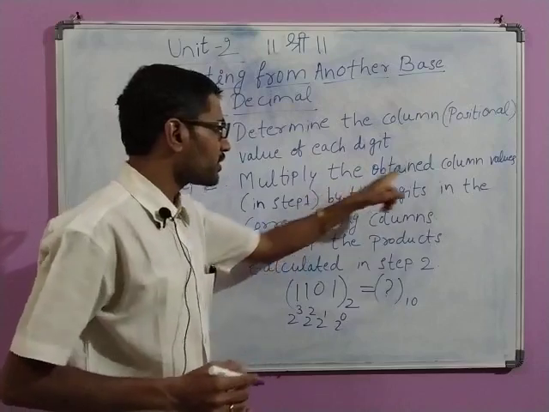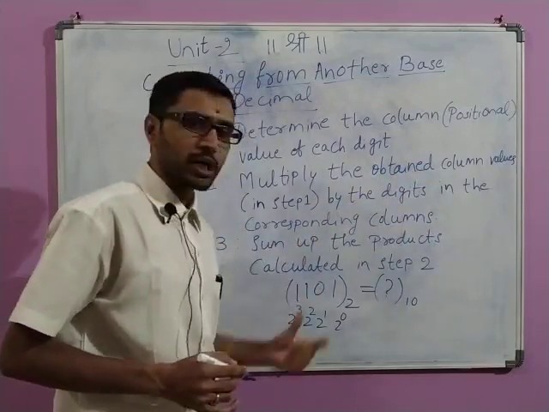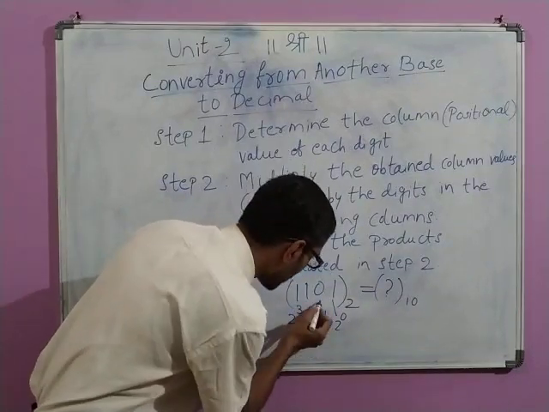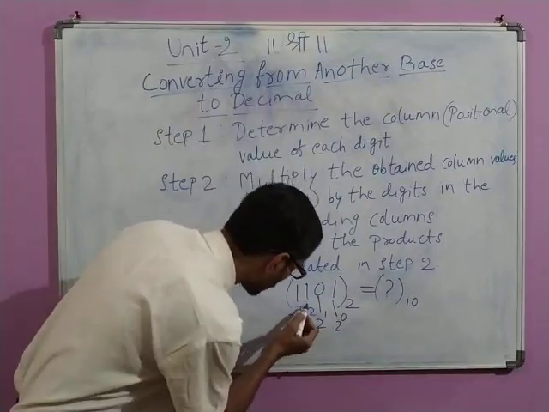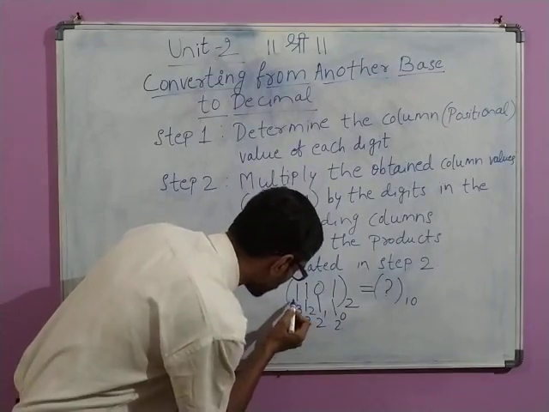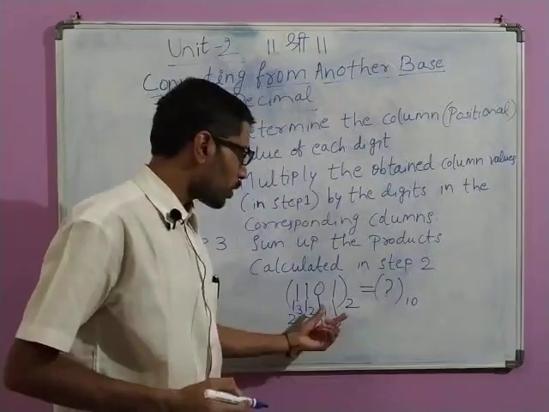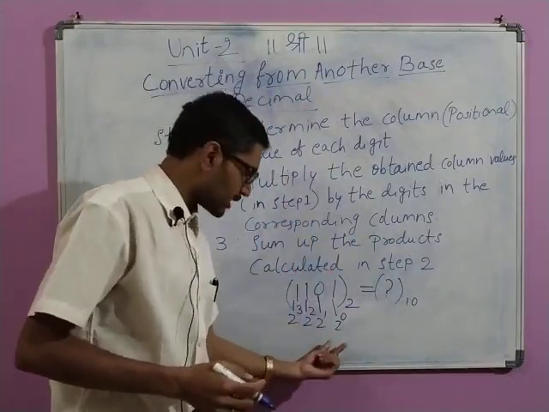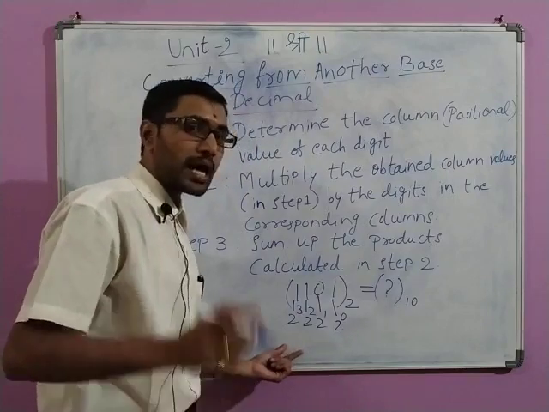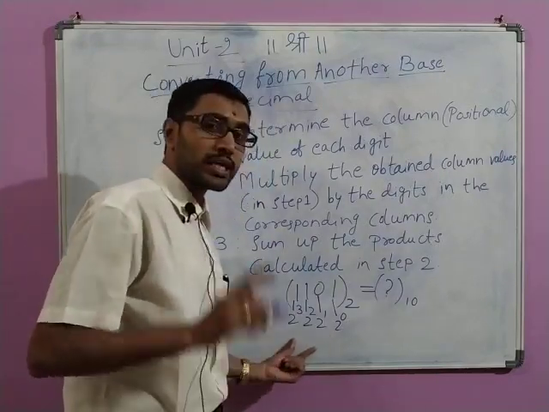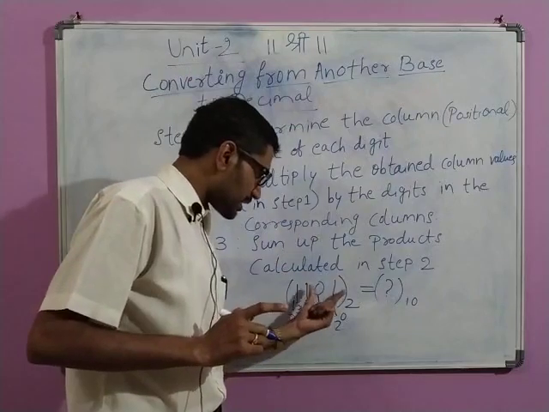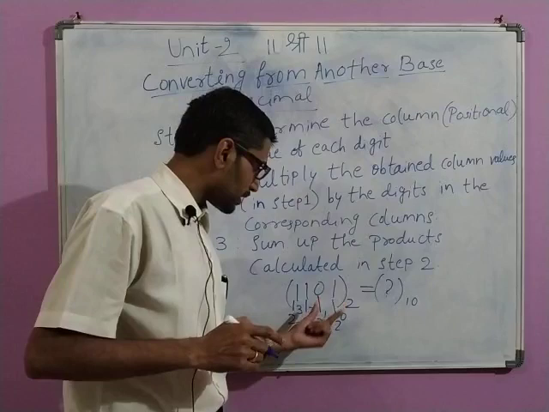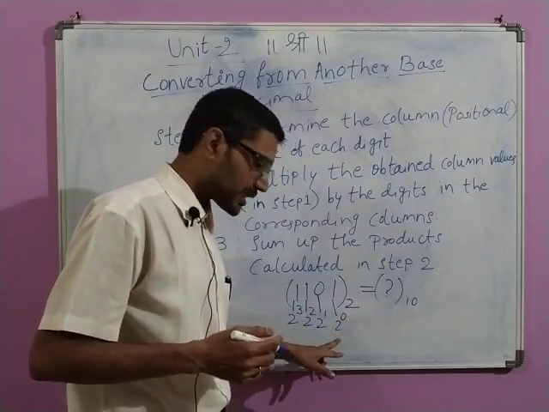This should be multiplied with the digits in the corresponding columns. So 2 raised to 0 has to be multiplied with 1, 2 raised to 1 with 0, 2 raised to 2 with 1, and 2 raised to 3 with 1. So this is what the second step says. In the first step we calculated the positional values, and remember that this depends on the base. Here the given number is in base 2, so we take powers of 2. If the given number is in octal, it should be 8 raised to 0, 8 raised to 1 and so on.